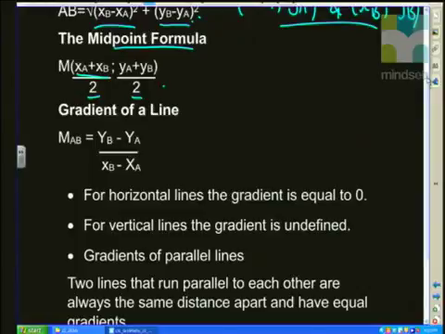All right. Gradient of a line. To find the gradient of a line between 2 points, your gradient is the y coordinate at point B minus the y coordinate at point A divided by the x coordinate at point B minus the x coordinate at point A. So that's your gradient formula.